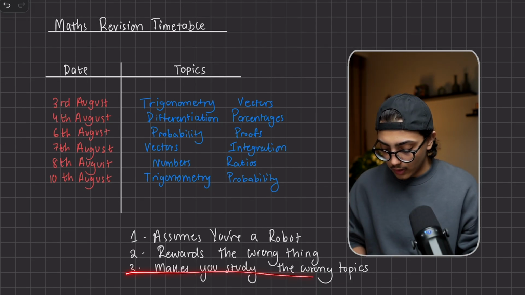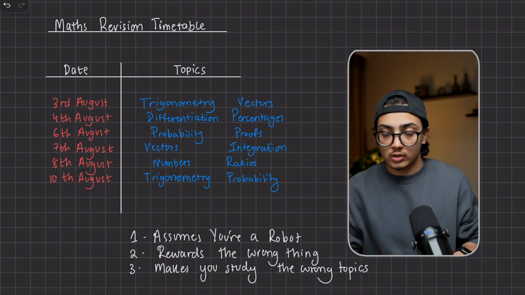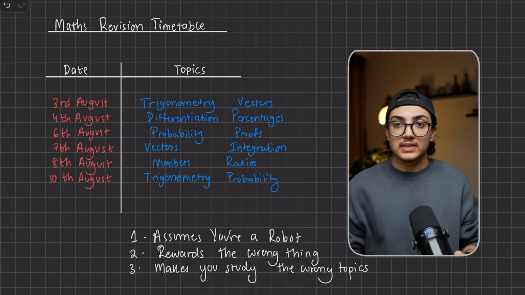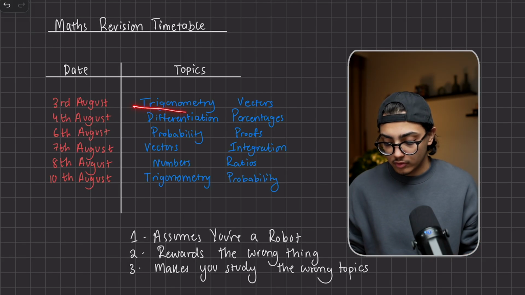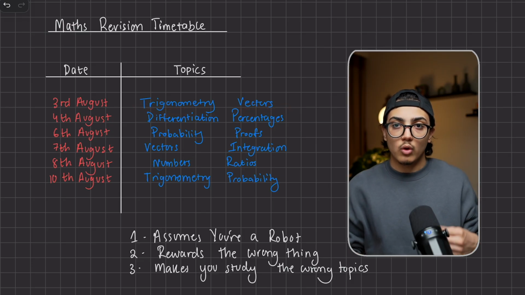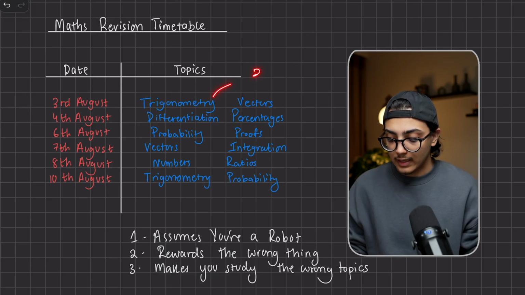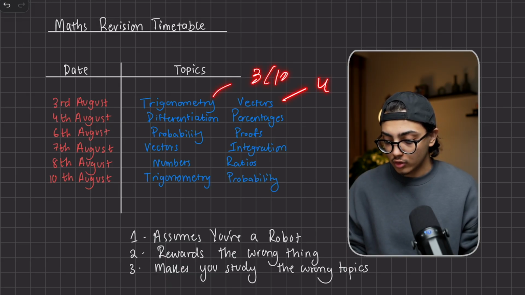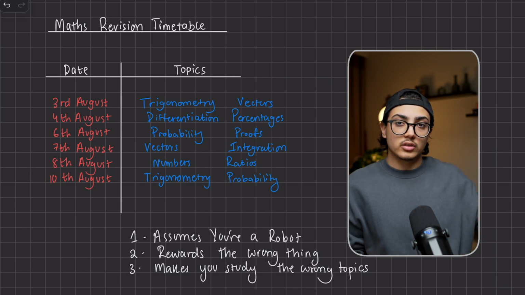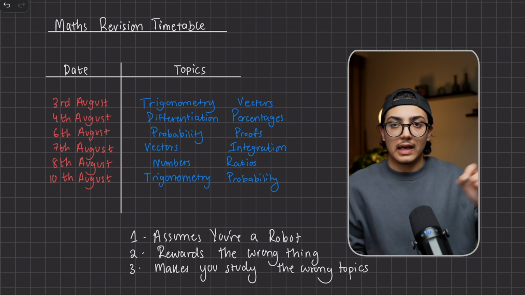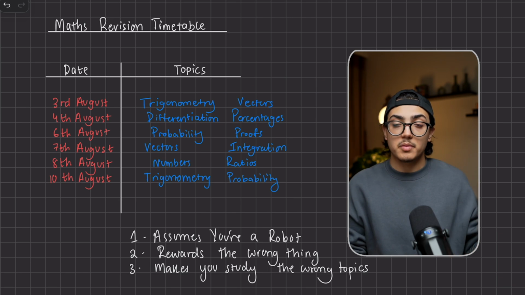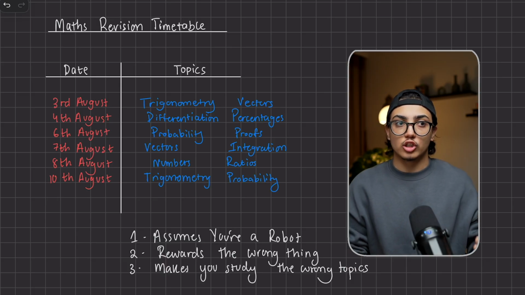Now, the third point you have here is that it makes you study the wrong topics. What do I mean by this? Basically, when you write, let's say, trigonometry and vectors, you don't know how good you are on each of those topics. Let's say on trigonometry you're 3 out of 10, but on vectors you're a 4 out of 10. You've planned your entire study without assessing how good you are at each subject. You might be better at one topic than the other. And in that case, you're going to have to focus on the topic that you're weak at. But this sort of timetable does not focus on that.